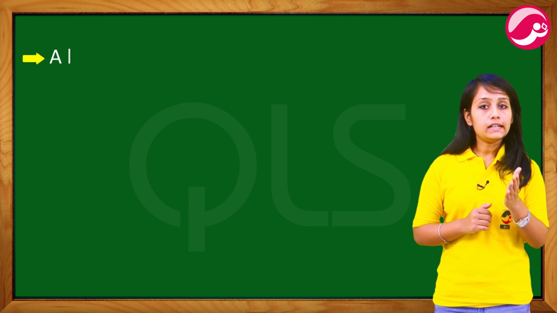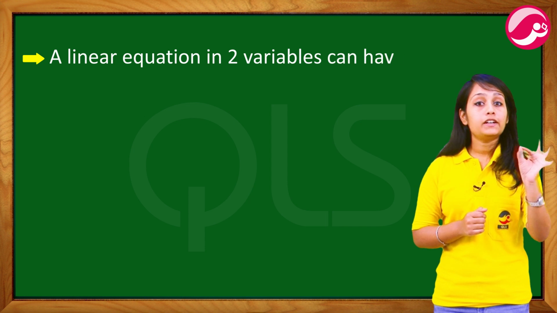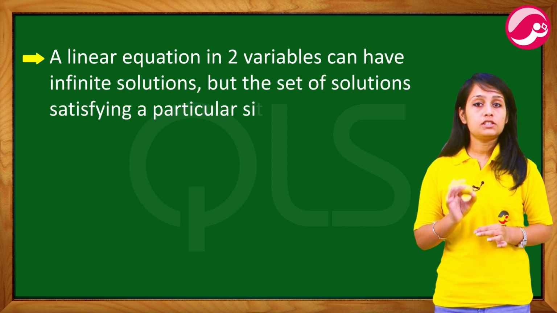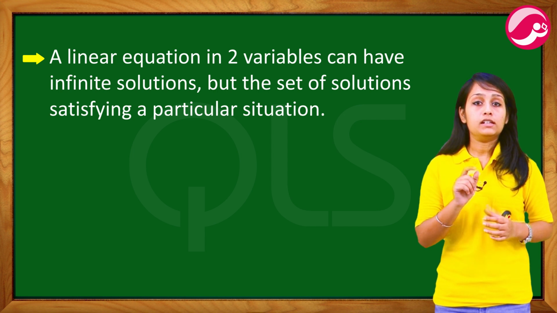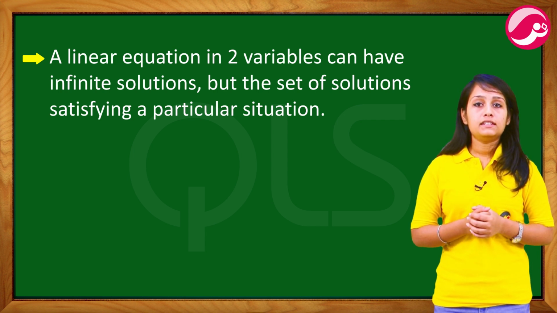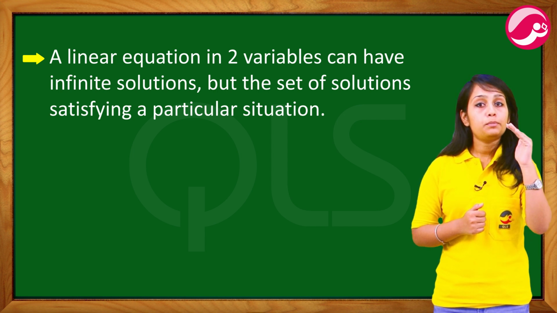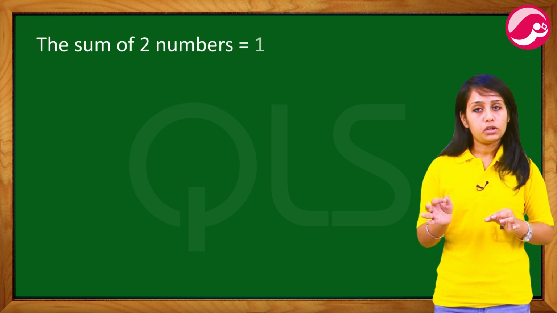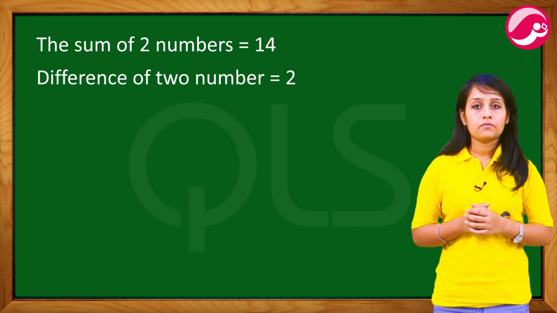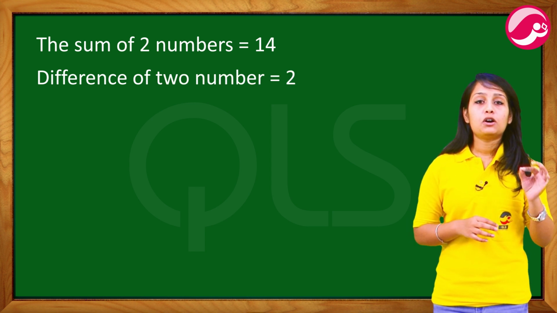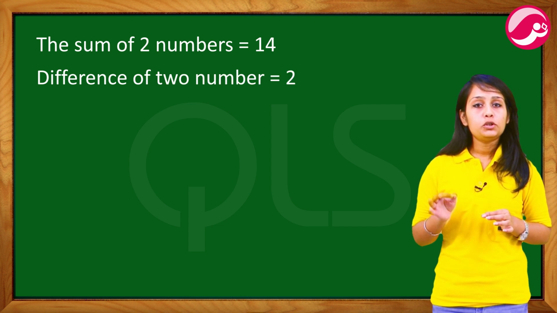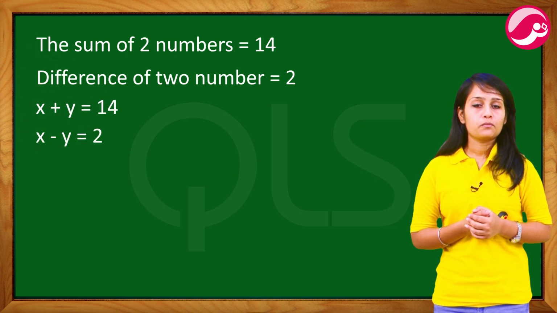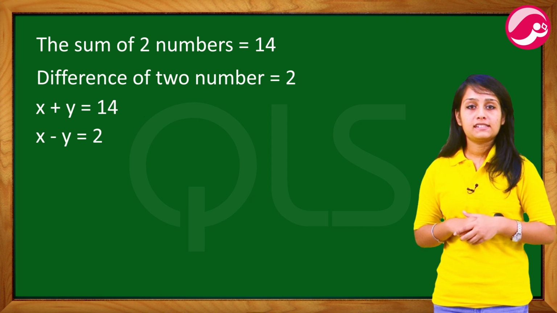So basically, a linear equation in two variables can have infinite solutions, but the set of solutions satisfying a particular situation or a given problem is unique. Let us understand this with the help of an example we took in the previous session. The problem stated that the sum of two numbers is 14 and their difference is 2. Then what are the numbers? Now according to the data given, we form two equations, x plus y equal to 14 and x minus y equal to 2. Now we will see how to find these numbers.